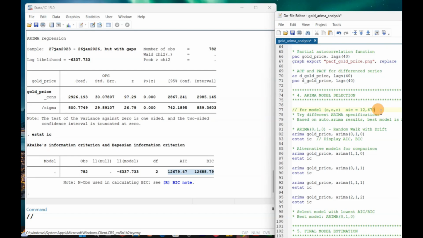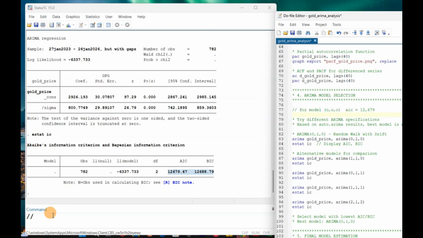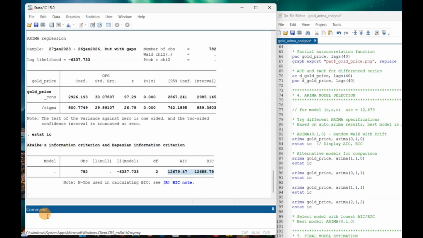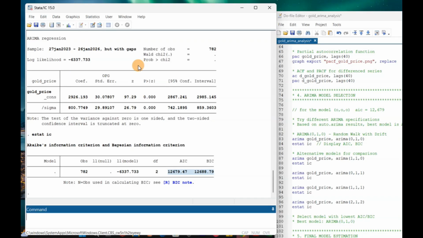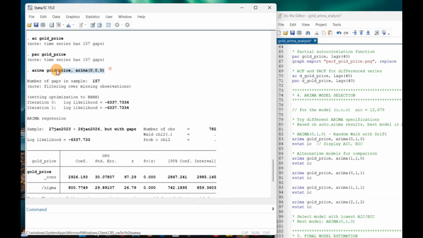Now we are going to note in our notebook for the model 0 brackets 1 0, the Akaike information criterion is equal to 6,560. Can I come to check? I hope we all have the same value.